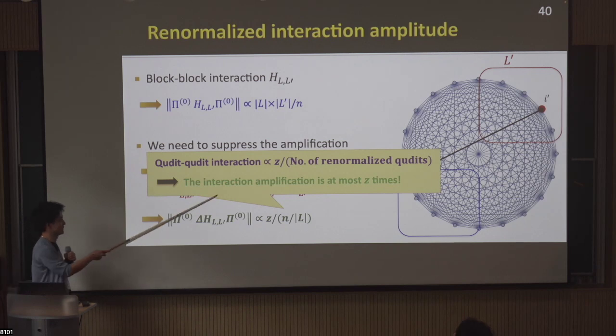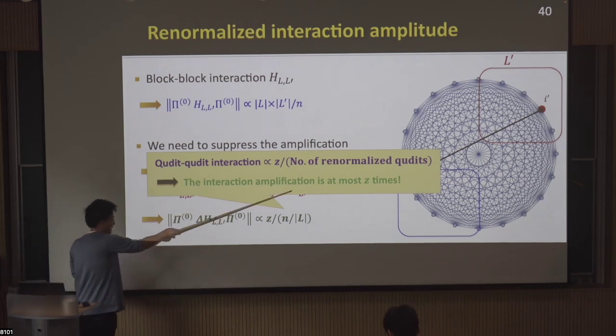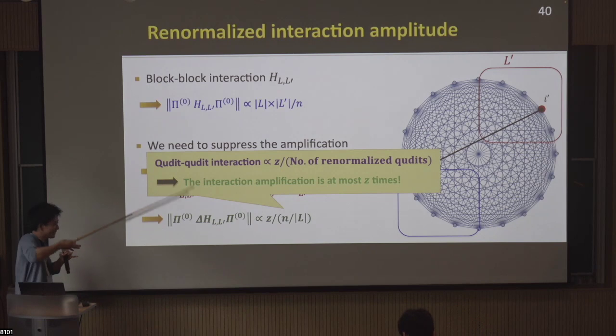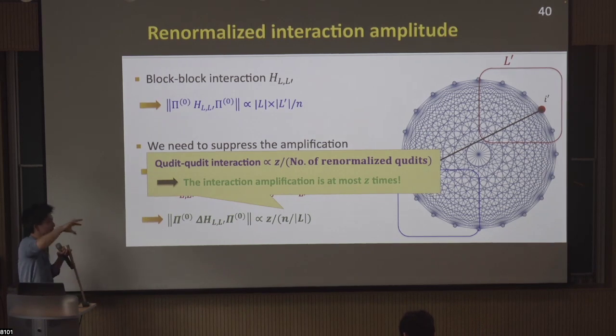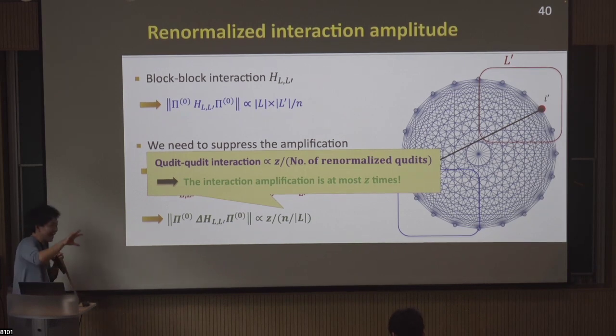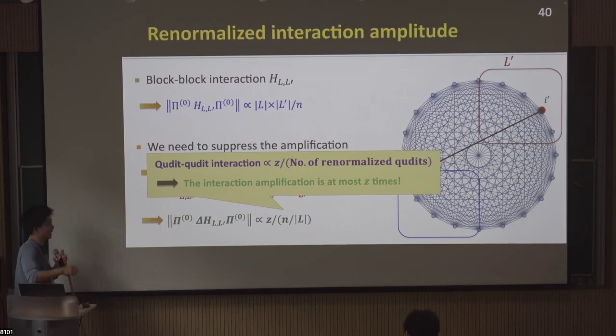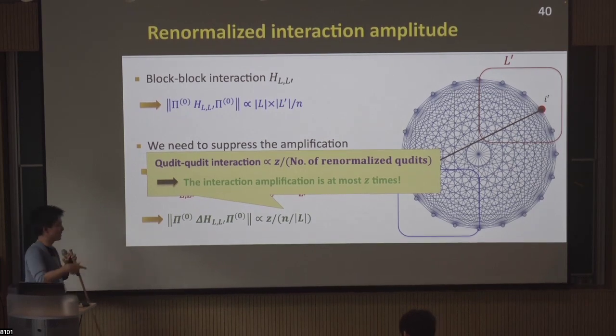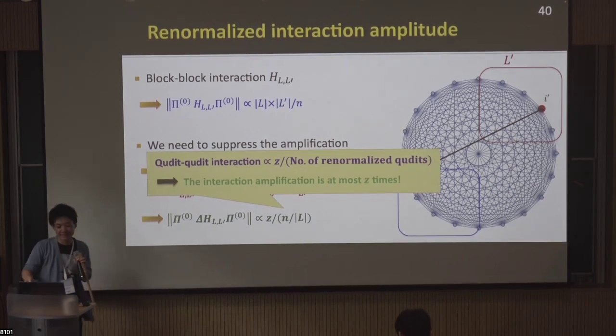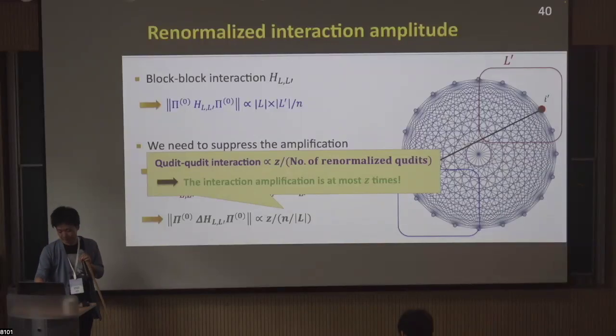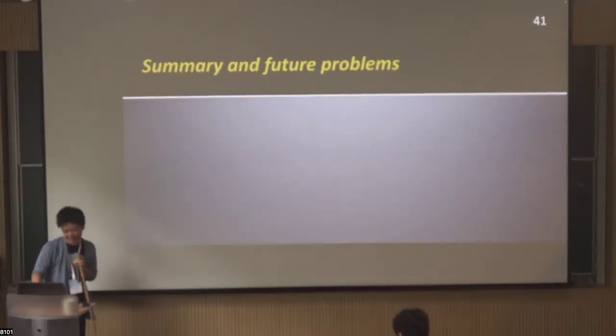So z is still... the interaction still increases exponentially, but the renormalization process happens only log n times. So after log n times of the renormalization process, the interaction amplification is at most log n. So this is not so important. Okay, so I will summarize it.